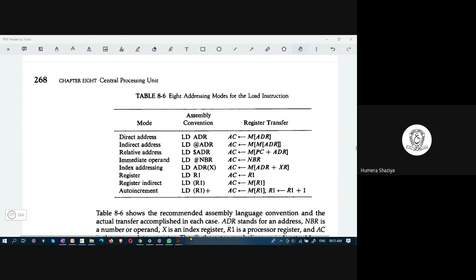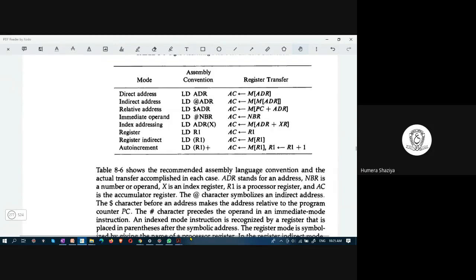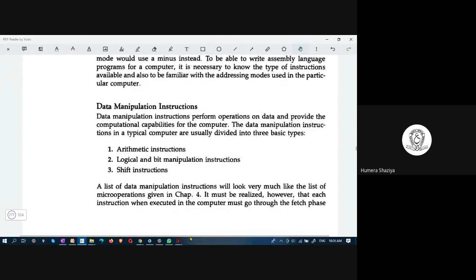Do you understand these 8 addressing modes for the load instruction? Yes, ma'am. Students, if you have any doubt, you can ask.